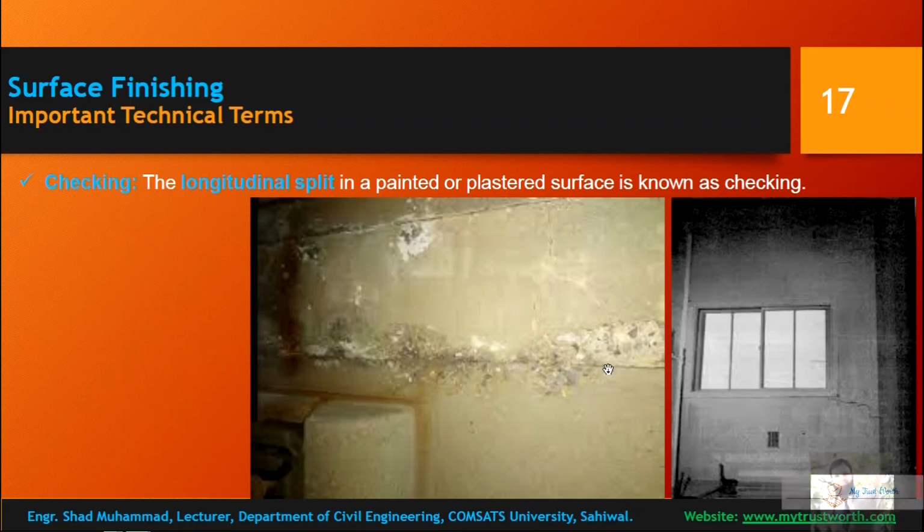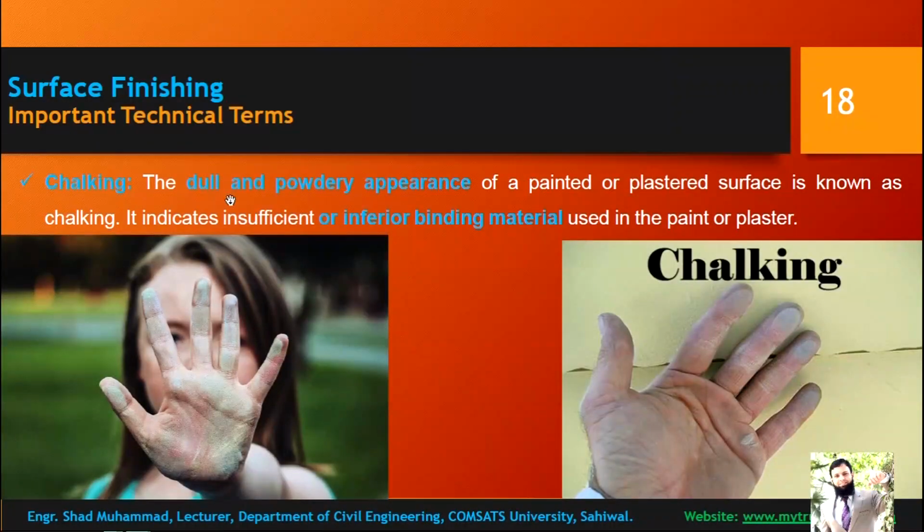Okay, chalking. The dull or powdery appearance of a painted or plastered surface is known as chalking. Dull or powdery appearance. It indicates insufficient or inferior binding materials used in the paints or chalk plaster. How can you check this chalking? Visually you can inspect it, or if you just move your hand on the wall and your hand gets some calcium oxide or binding material, then you can know that a chalking phenomenon has occurred. You can see both in these pictures.